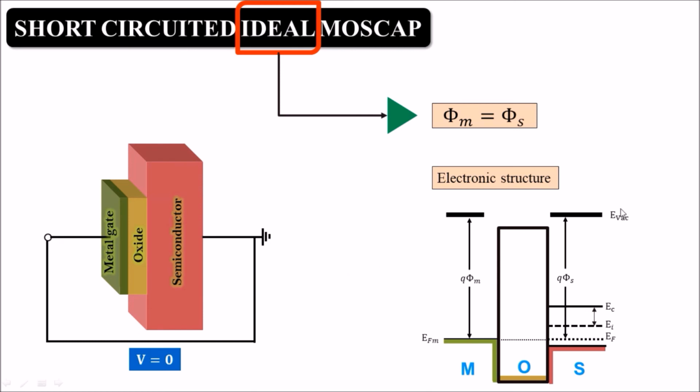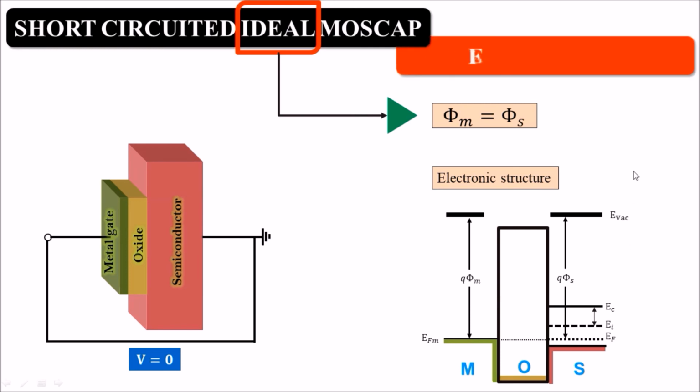In this condition, because the Fermi levels of the metal and semiconductor are at the same level, there will be no band bending in EC, EF and EV. They will always be straight lines throughout the length of the semiconductor. That's why it is called the flat band condition.